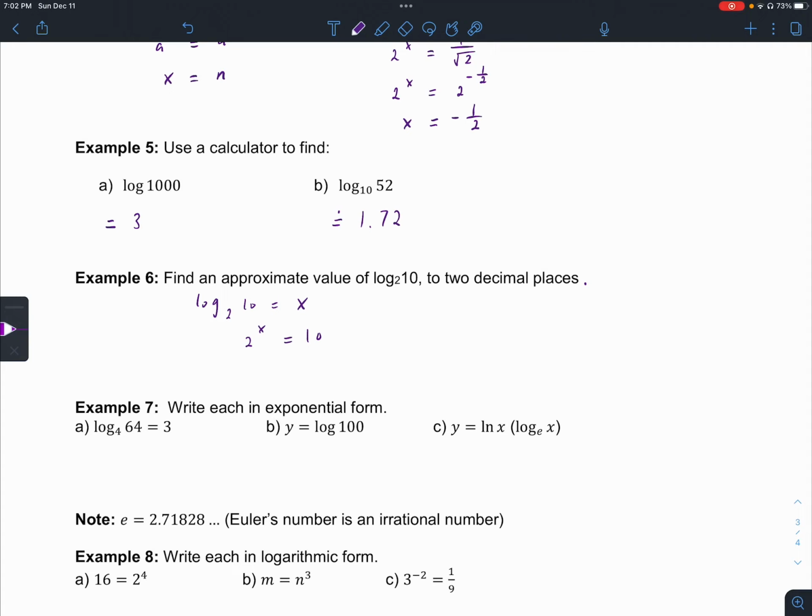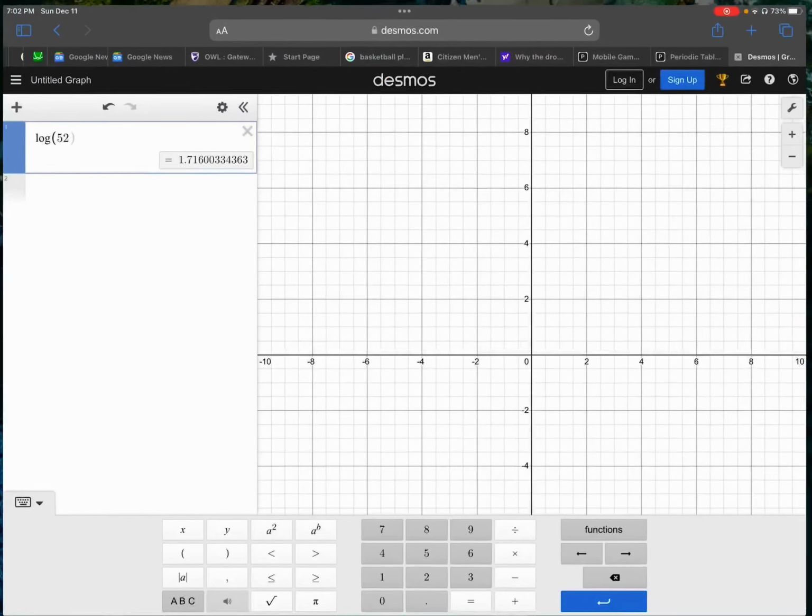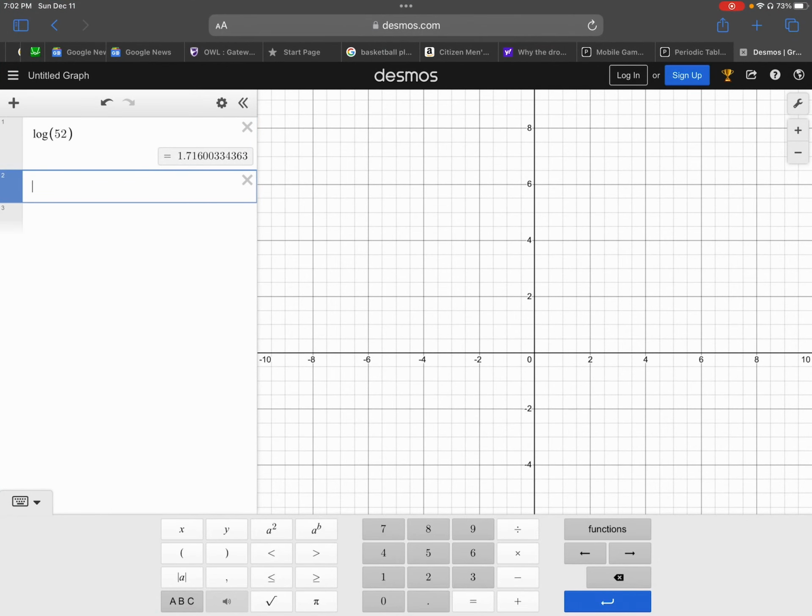So we know 2 to the exponent of 3 is 8, and 2 to the exponent of 4 is 16. Now it's going to be closer to 3 than it's going to be to 4, right? So it's probably around like 3.2, let's say. Okay, so let's try that out and see. So 3.2. So 2 to the exponent of 3.2. Okay, it's actually more than that.